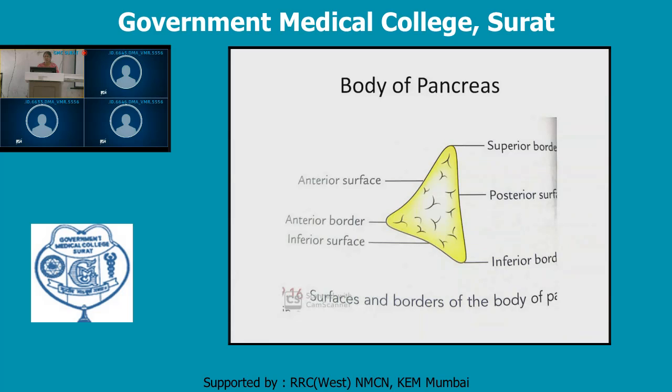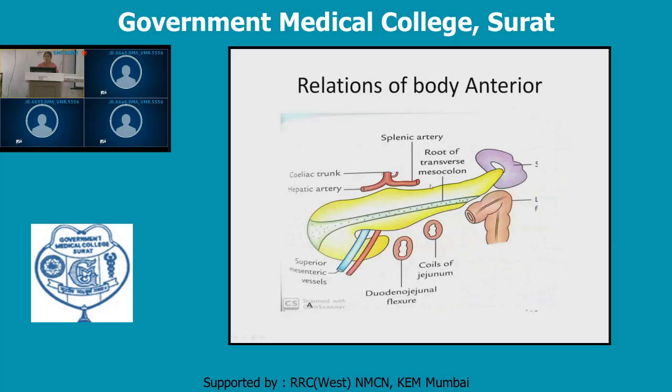Now see the relations of the various borders. You will already be able to say the relations of the borders. Upper border, you remember the celiac trunk, splenic artery, hepatic artery. I have shown you that diagram. Inferior border, you can see again on the right end of the inferior border the superior mesenteric vessels, but one important one is the anterior border. The anterior border gives attachment to the root of the transverse mesocolon.